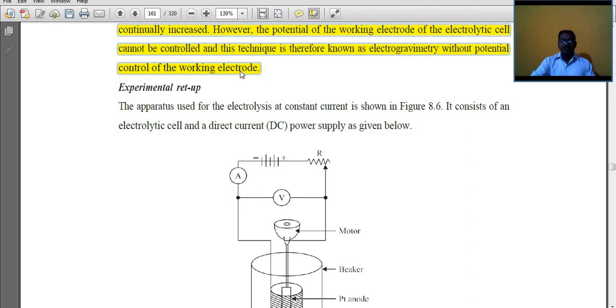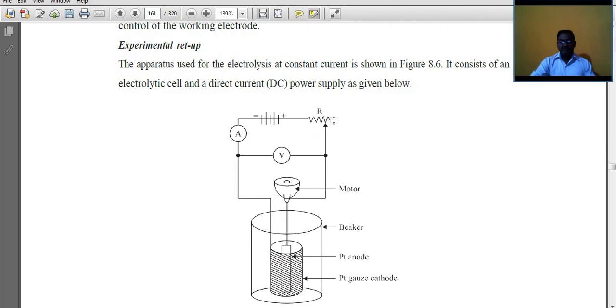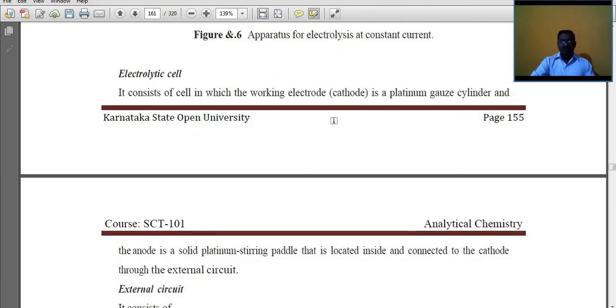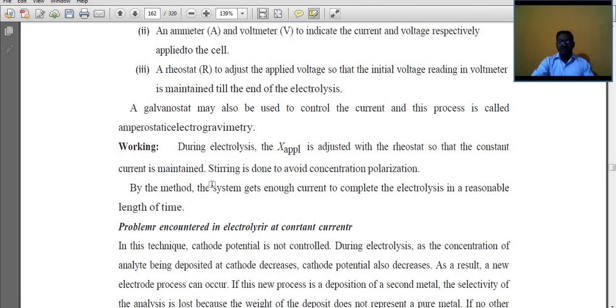Now the experimental setup of this electrolysis at constant current. This is the experimental setup: the electrolytic cell. The external circuit consists of a DC power supply, a source of current, an ammeter and voltmeter to indicate the current and voltage respectively applied to the cell, and a rheostat to adjust the applied voltage so that the initial voltage reading in the voltmeter is maintained till the end of the electrolysis. A galvanostat may also be used to control the current, and this process is called amperostatic electrogravimetry.